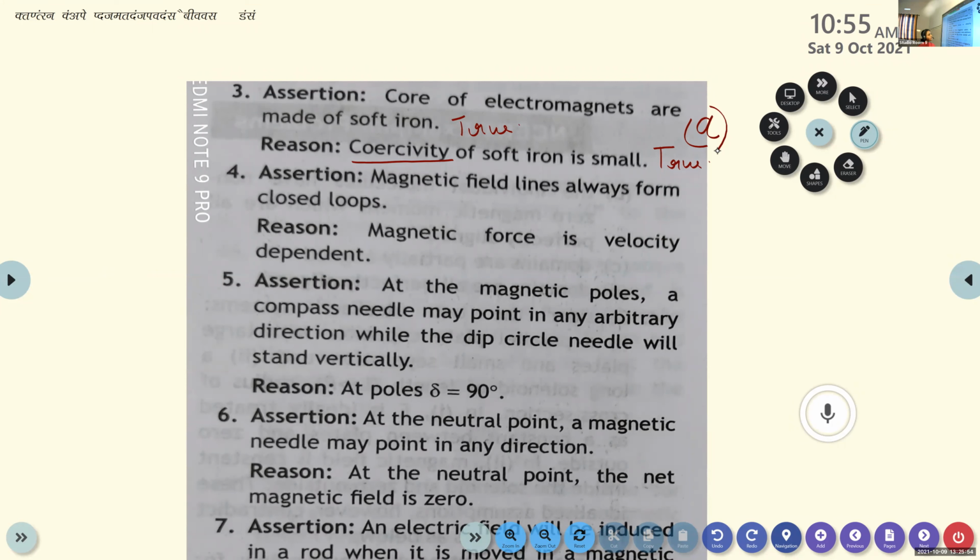Now the fourth assertion. Magnetic field lines always form closed loops. True or false? True. It is true. Reason: magnetic force is velocity dependent.